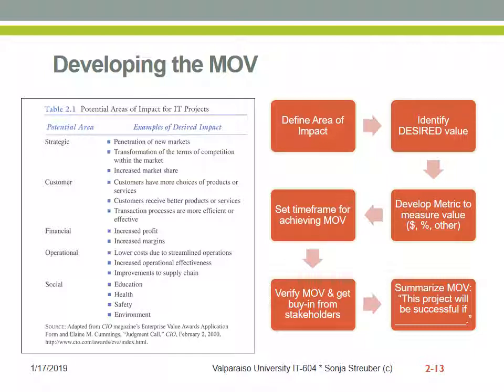These are strategic, customer-focused, financial, operational, and social. Within an organization, the major upfront investments will be made for the first 4 areas because they directly help improve the organization as such. This also means that at the beginning of the MOV definition, the area of impact will have to be pinpointed, and then the desired value or the desired increase in value as a result of the outcome of your project will be defined.